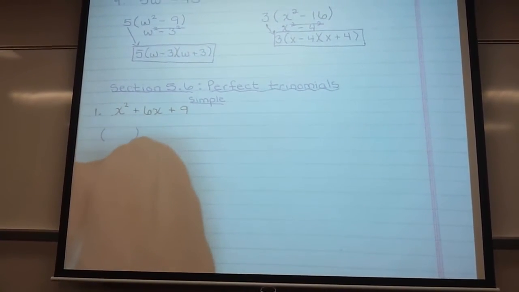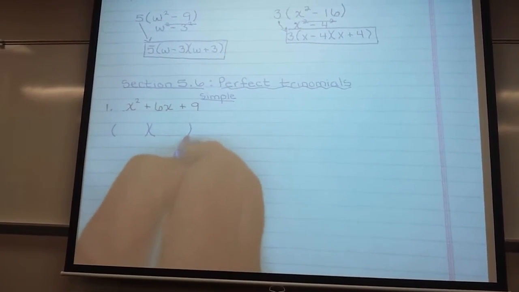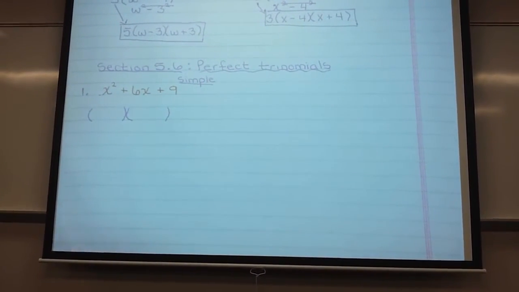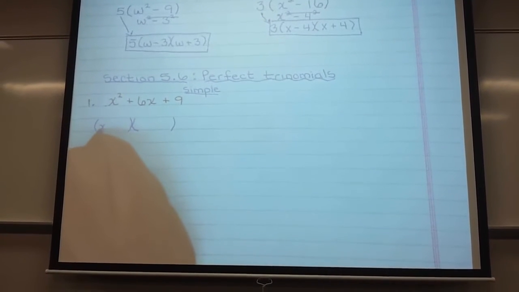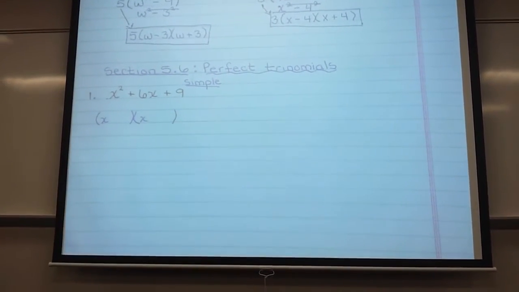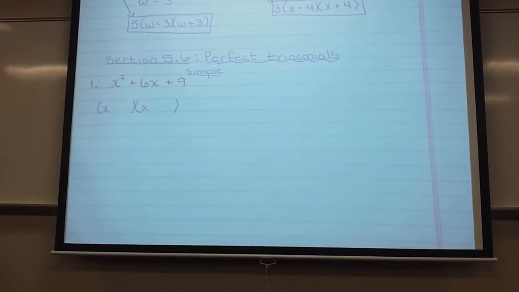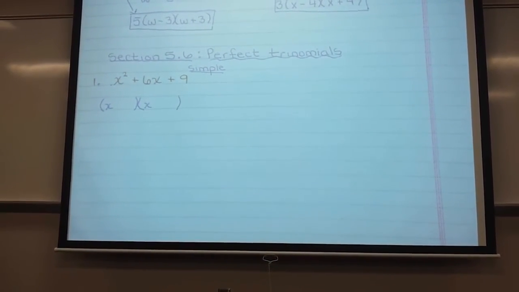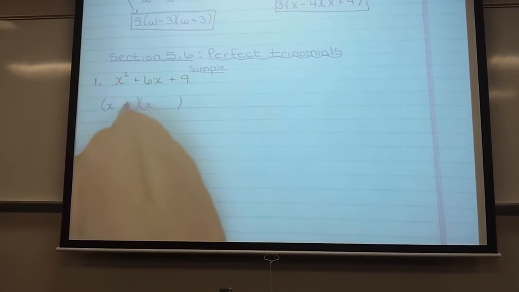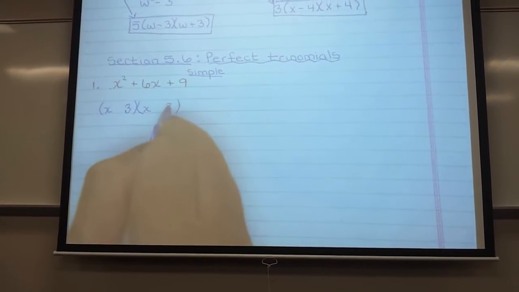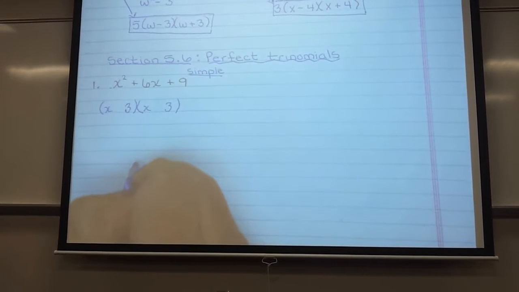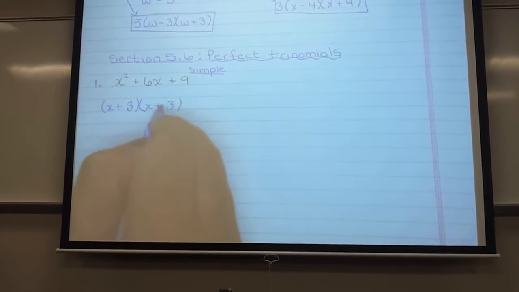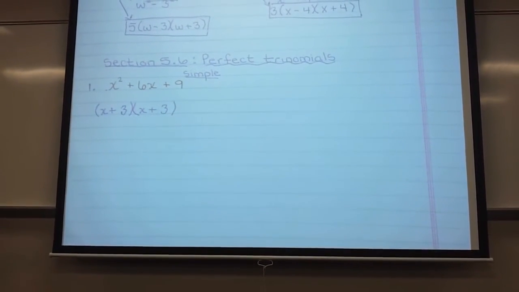Make your 2 sets of parentheses. We've got x and x. And can you think of 2 numbers that multiply to 9? 3 and 3. They multiply to 9. We need them to add up to 6, so what do both of their signs need? Positive. So again, you've seen this if you've been here on Simple Factoring Day.